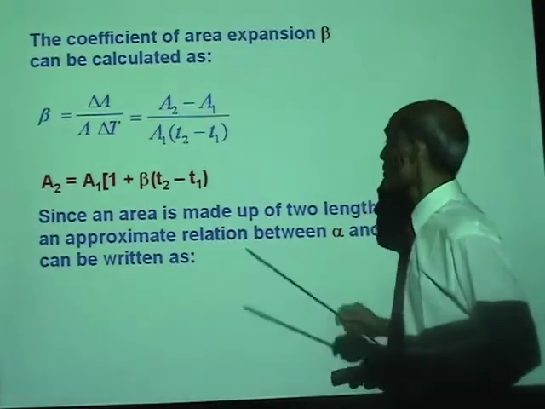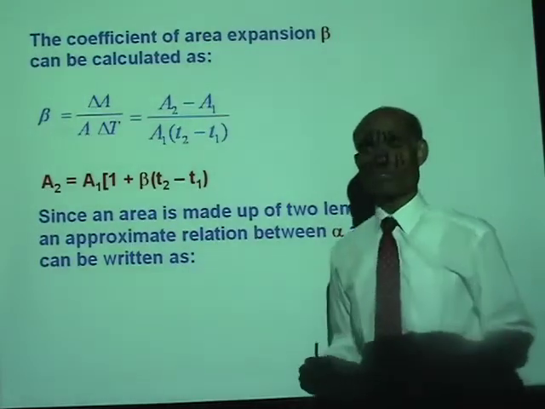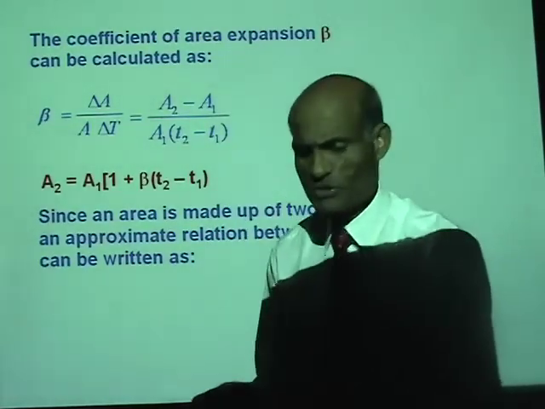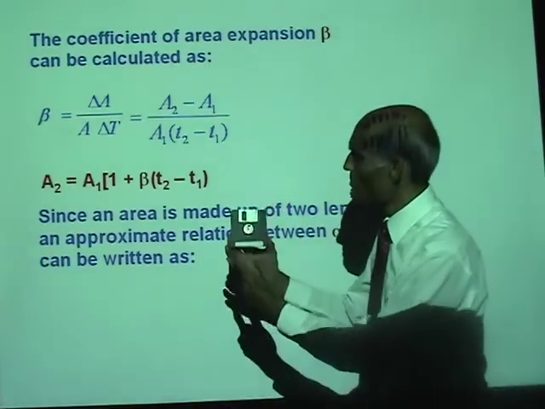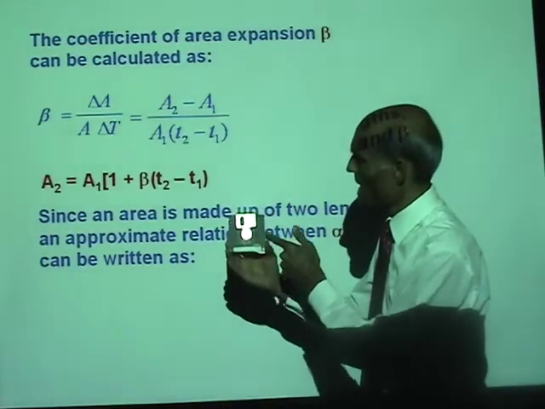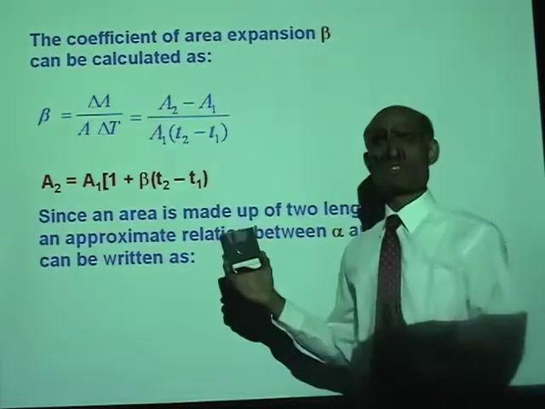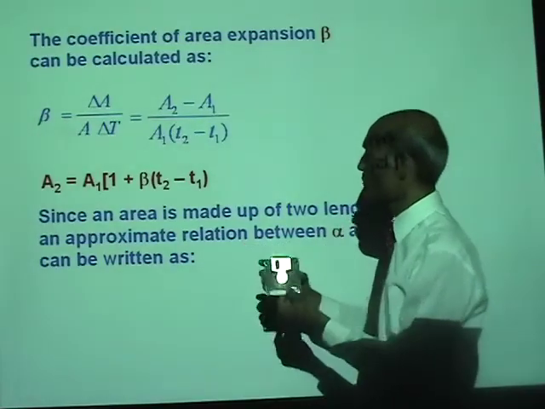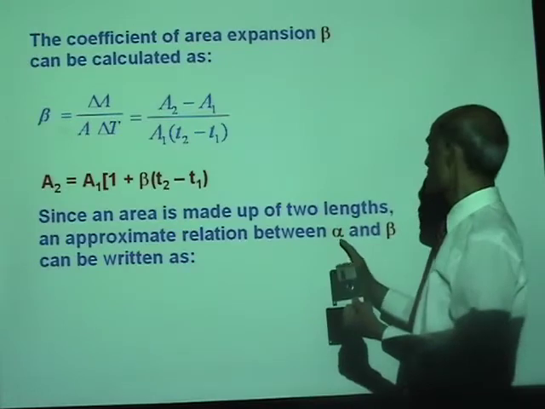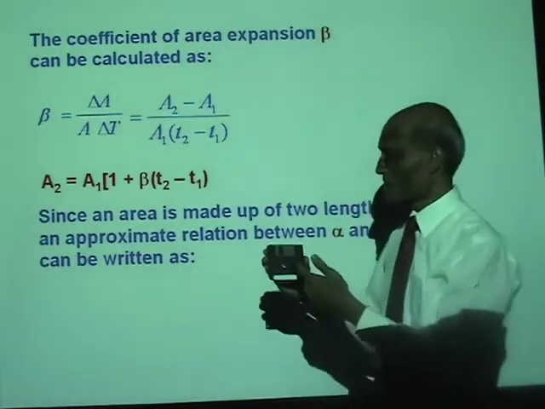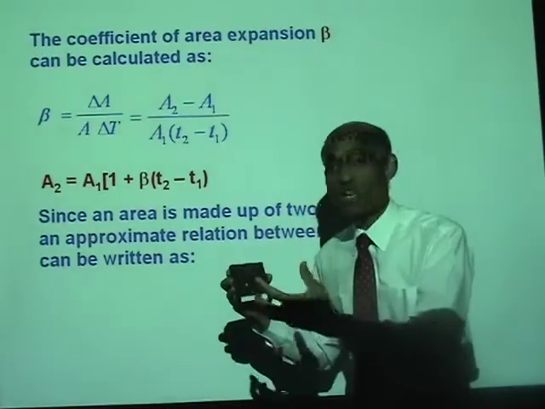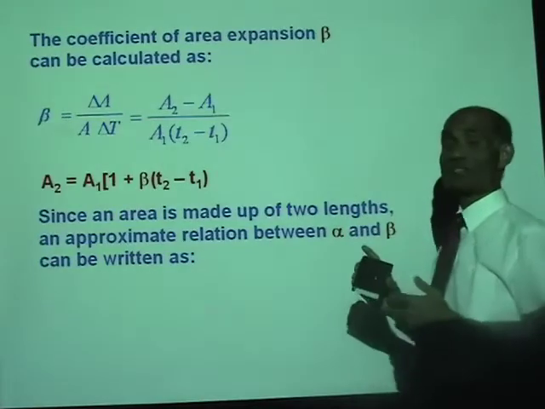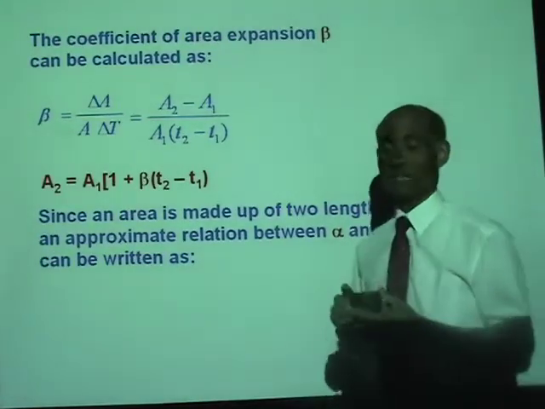So, since an area is made up of two lengths, is that right? If you take any object like this, area is made up of a length and a width. Well, a width is also a length. So, since area is made up of two lengths, you can write an approximate relation between alpha and beta. You see, area involves change in length in two ways. Therefore, what do you think is an approximate relation between alpha and beta? Anybody tell me?